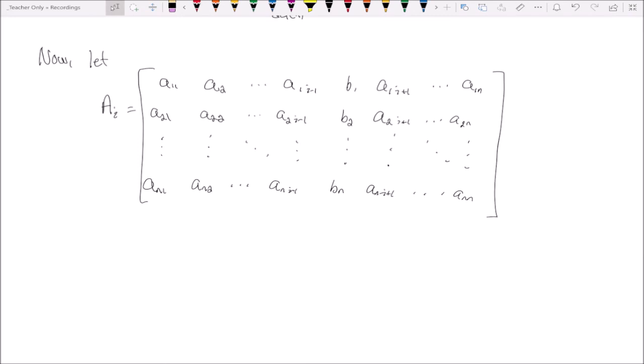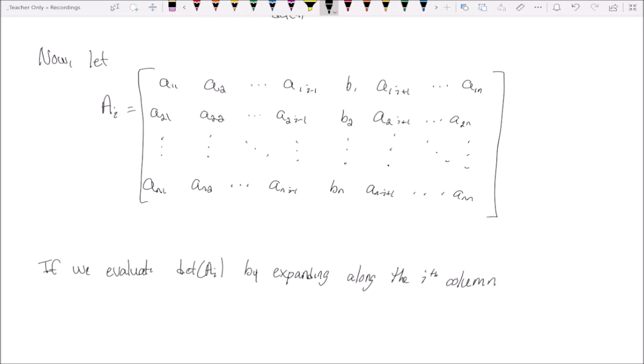Now, if we take this and we evaluate its determinant by expanding along the ith column, we will find that the determinant of this matrix is the 1i cofactor times b1 plus the 2i cofactor times b2, so on and so forth, plus the ni cofactor times b sub n.